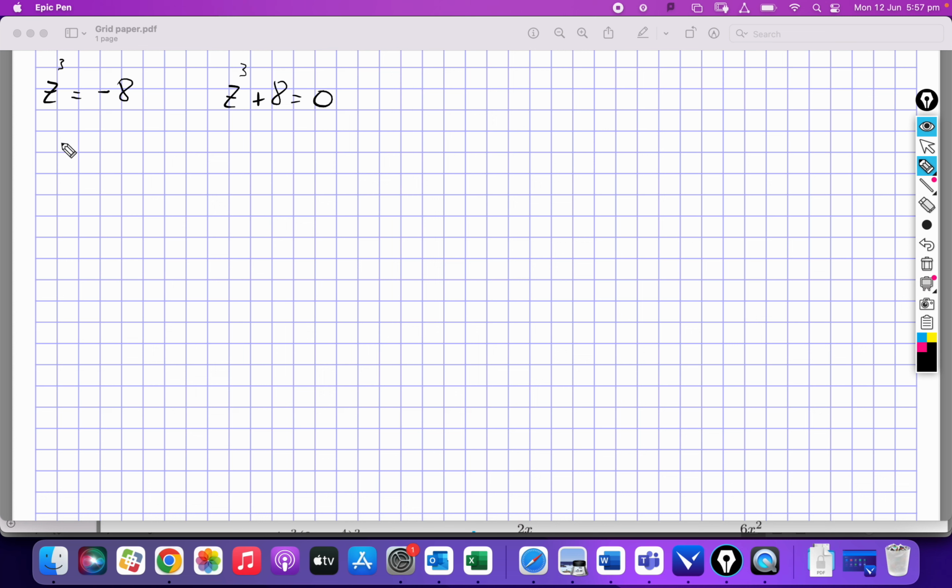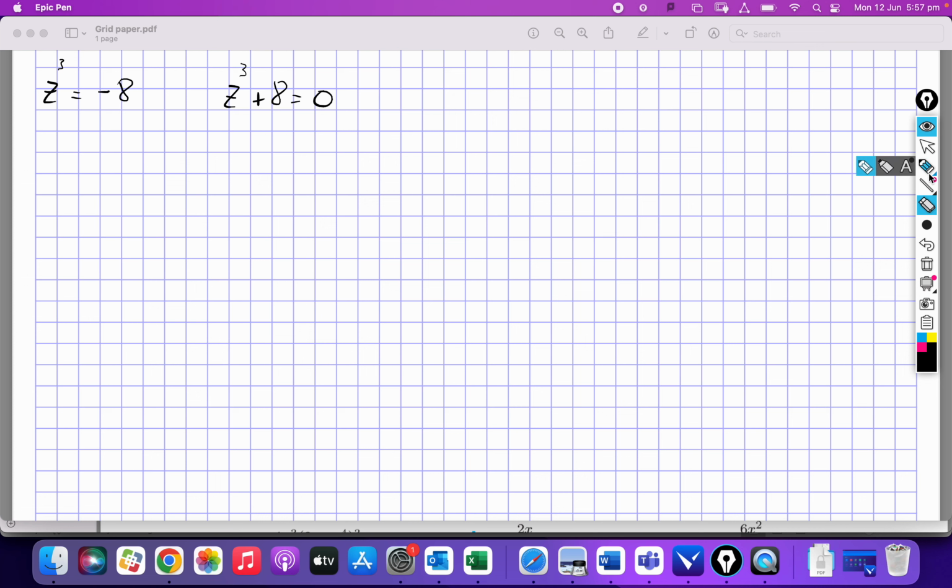This is not like on your functions test, where you had this, and I got a bit frustrated that people expanded this because there was no i here. So if you just have real coefficients, you've got one solution: -2 cubed equals -8. You're done.